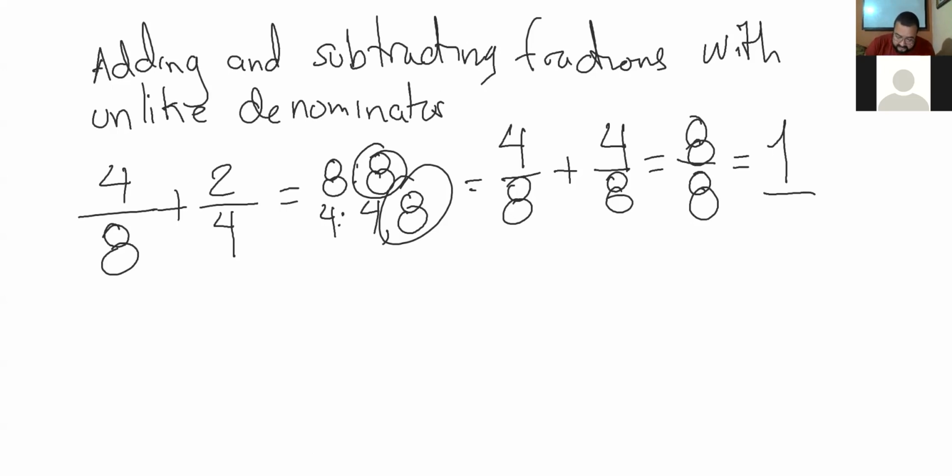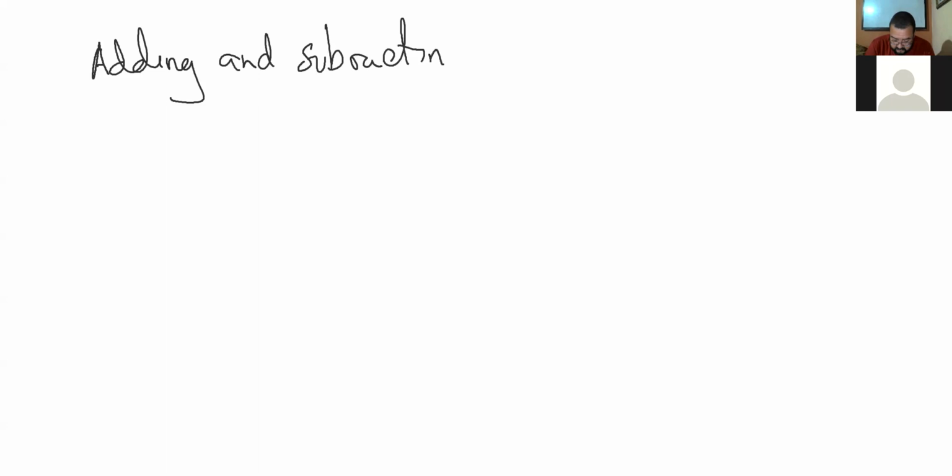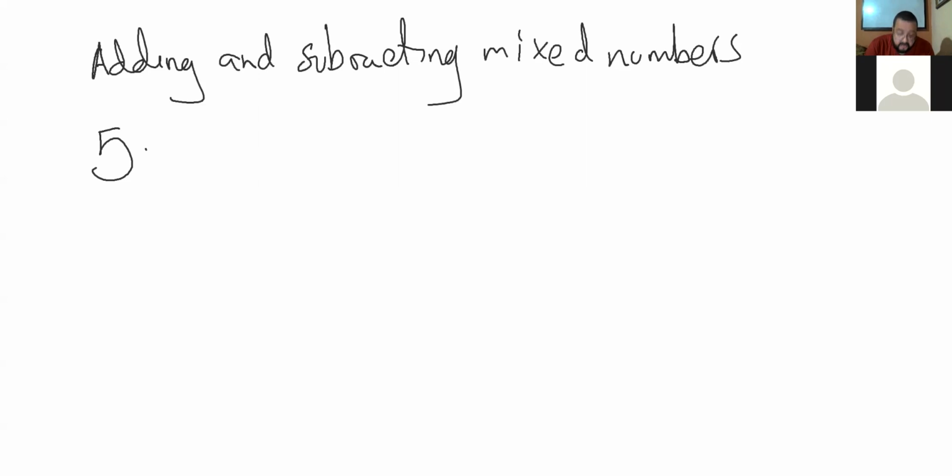Now let me show you the last lesson you're going to study in this study guide. Let's work on it. That is adding and subtracting mixed numbers. Okay. The first example we're going to work on is 5 3/6 plus 2 1/5.